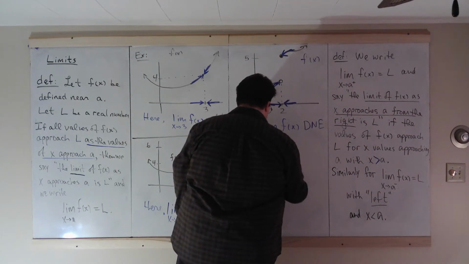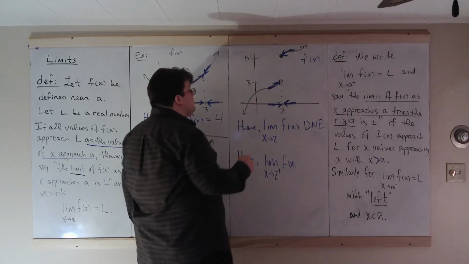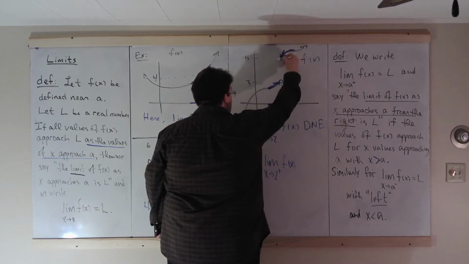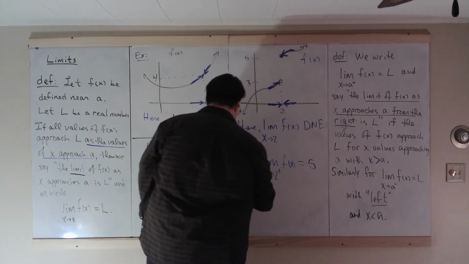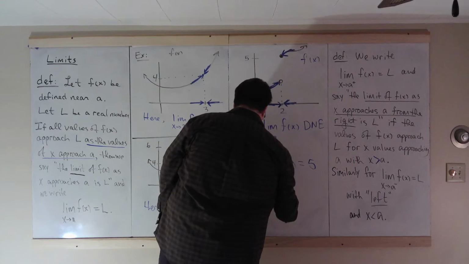So here, the limit as x approaches 2 from the right. Well, what happens on the right of 2? Well, on the right of 2, values over here, as it approaches 2, the function approaches y value of 5. And on the left of 2, what happens?